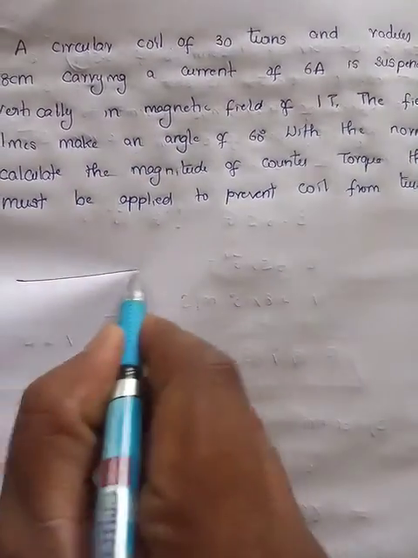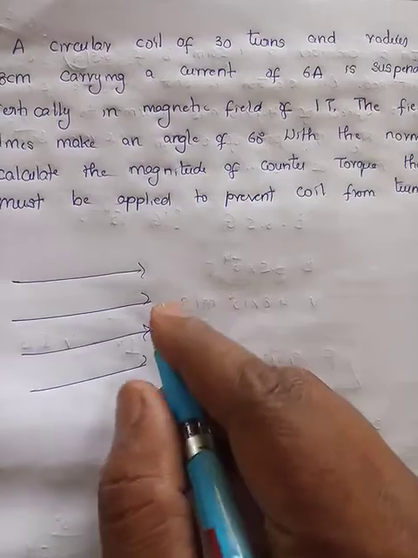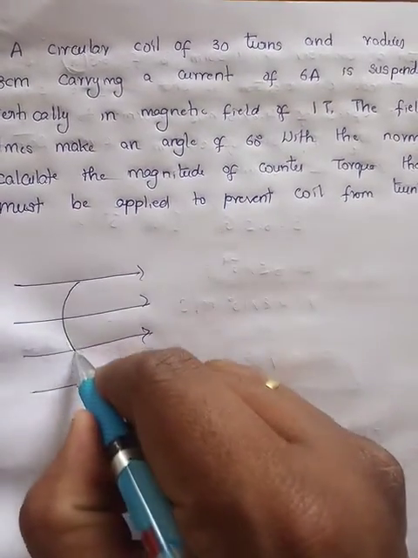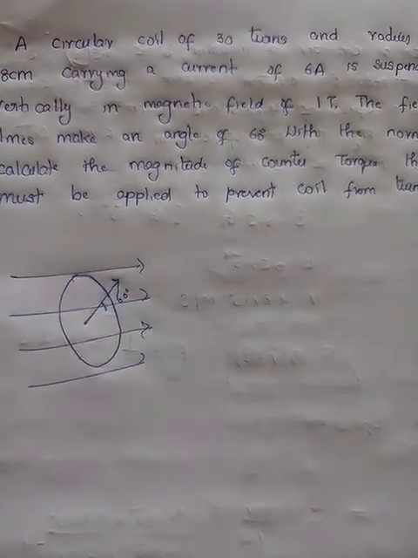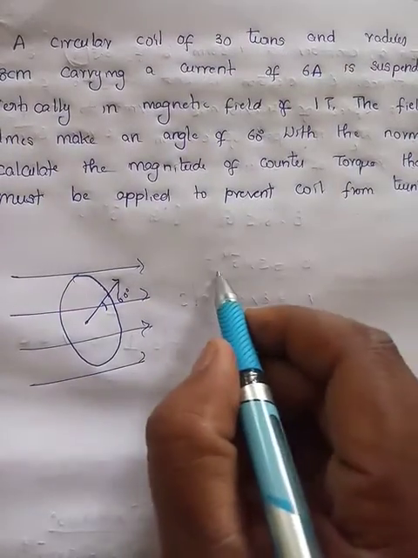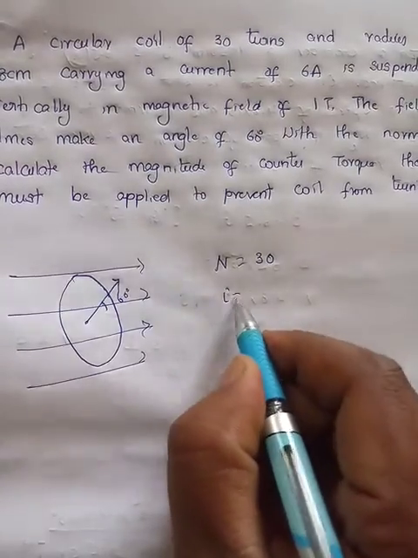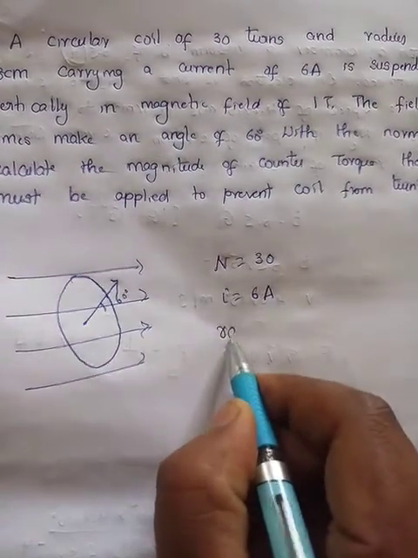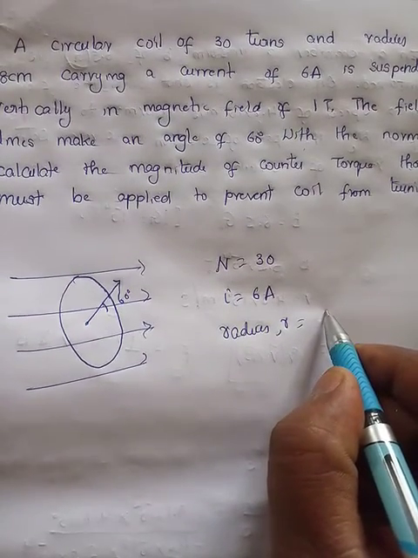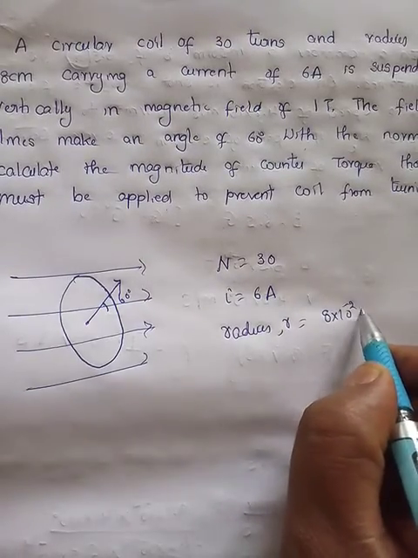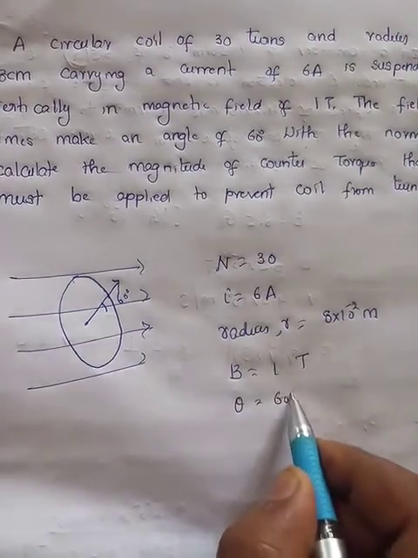For example, let us take this as the magnetic field lines. We place a circular coil here. The normal is making an angle of 60 degrees with the magnetic field lines. What is the number of turns here? 30. It is carrying a current of 6 amperes. Radius of the circular coil R is how much? 8 centimeters, so 8 × 10^-2 meters, and it is under a magnetic field of 1 Tesla. Theta is equal to 60 degrees.